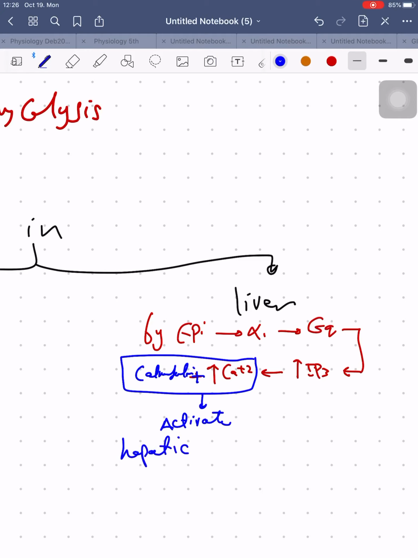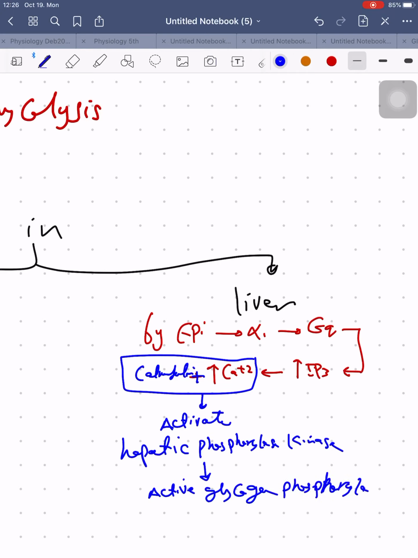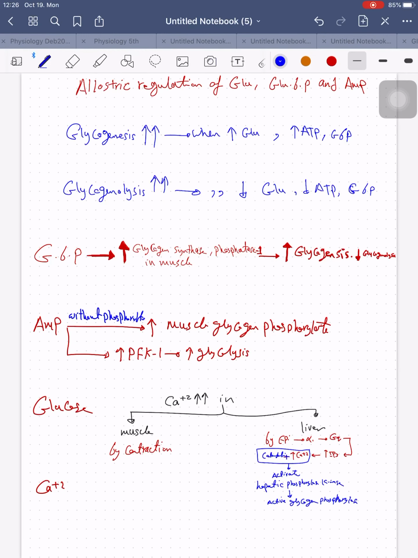hepatic liver phosphorylase kinase. This one activates glycogen phosphorylase. And here is the regulation I would like to tell you. I hope it's okay, guys. I hope you understand this part.